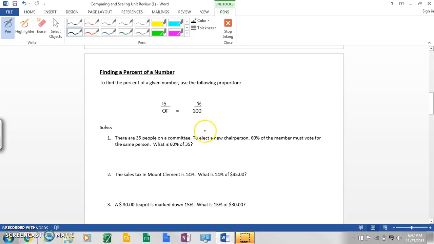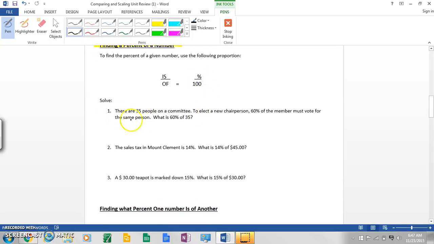This next section is focused on finding the percent of a number, and it gives us a little hint. When we're reading the problem, the number next to "is" is going to go in our numerator here, "of" goes down in our denominator, and our percent goes over 100. And then we'll be able to solve by using cross multiply. Let's work through number 1 to get an idea of this.